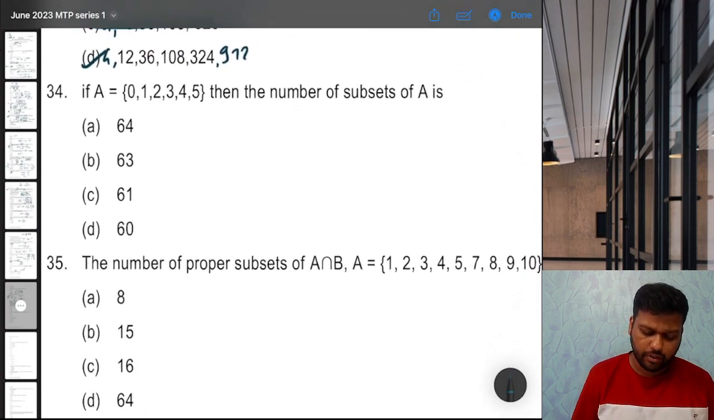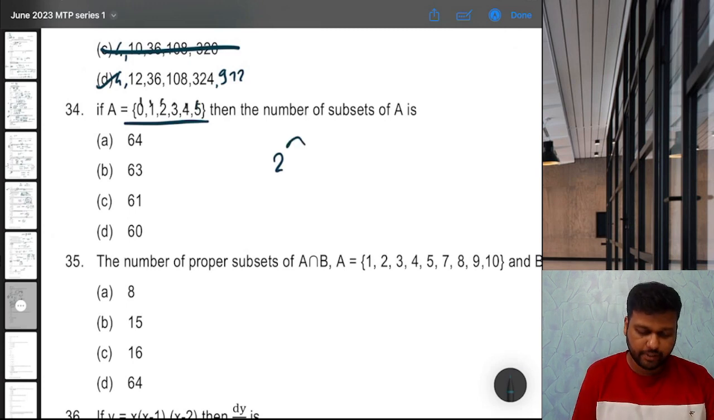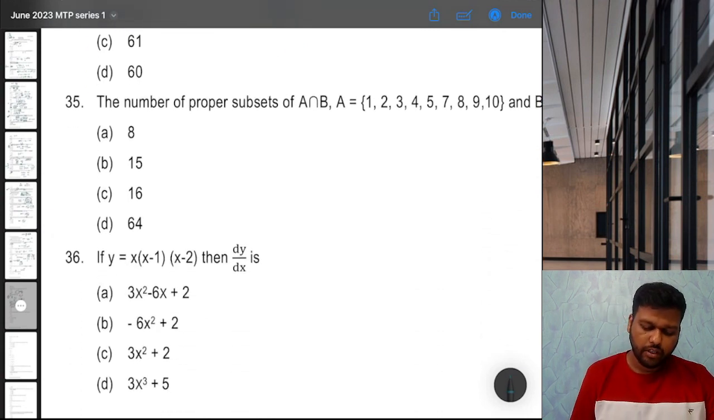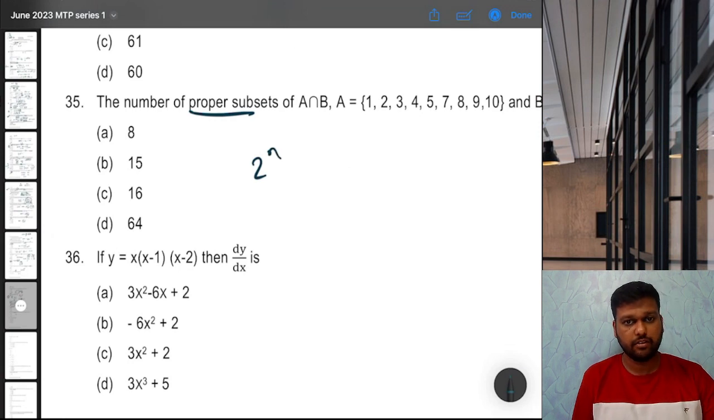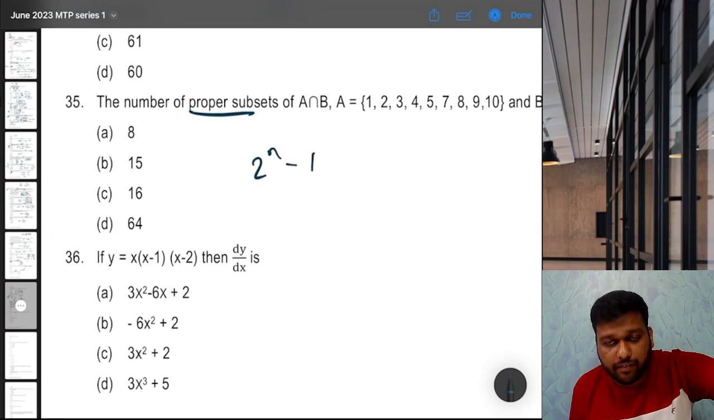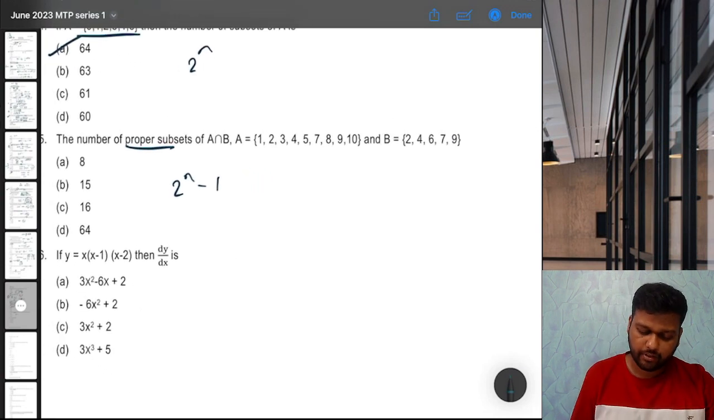Yes. 34. If A is this, then number of subsets of A is. Number of subsets is just 2 raised to n. N is what? 1, 2, 3, 4, 5, 6. So 2 raised to 6 is 64. Option A. Number of proper subsets. Proper subsets is that minus 1 because we don't want to include the set itself. So we'll forget about that.